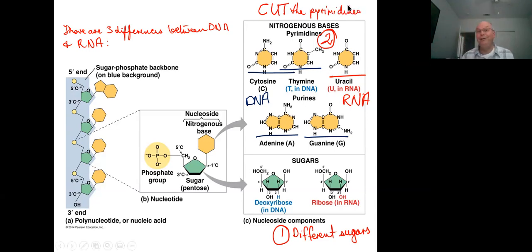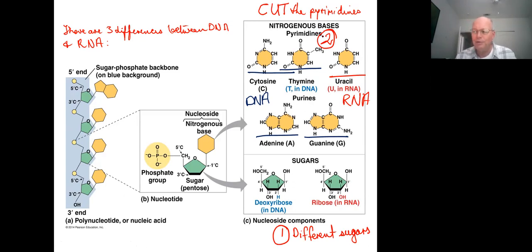Even though I've got it sitting right in front of me, we cut the pyrimidines. So cut cytosine, uracil, thymine. And those are the ones with a single ring structure. Purines have a double ring structure. Okay, so I don't consider this to be absolutely essential information to know in terms of being able to recognize pyrimidines from purines. But if you're trying to remember it, there's a statement.